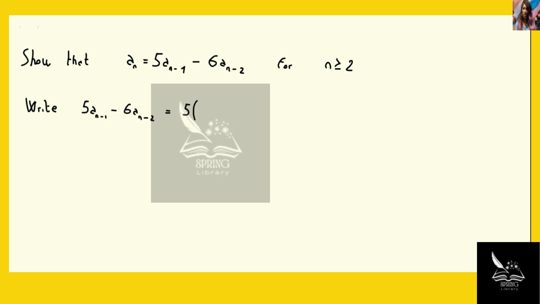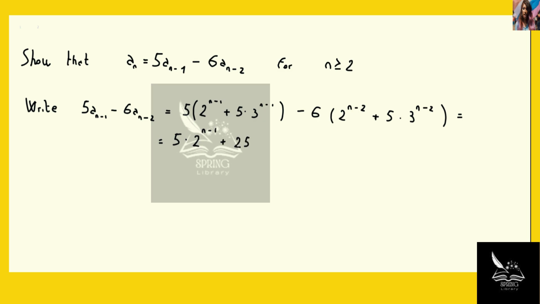So this is 5 times, and this is by definition, 2 to the n minus 1 power plus 5 times 3 to the n minus 1 power, and then we have minus 6 that multiplies 2 to the n minus 2 plus 5 times 3 to the n minus 2. Now we multiply everything. This becomes 5 times 2 to the n minus 1 plus 25 times 3 to the n minus 1 minus 6 times 2 to the n minus 2 minus 30 times 3 to the n minus 2. And now we essentially want to factor the powers of 2 and the powers of 3.